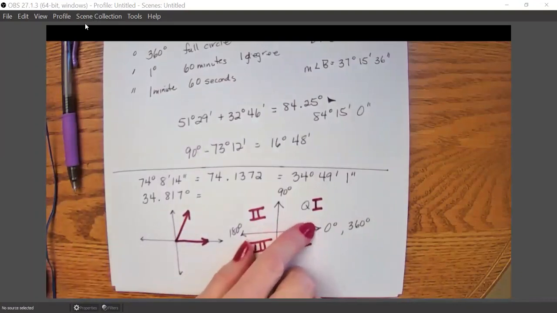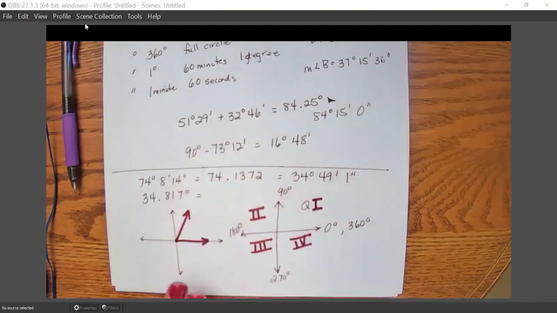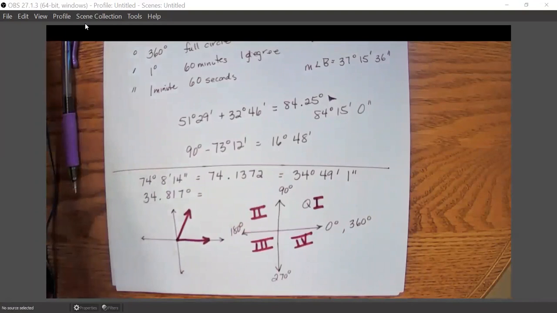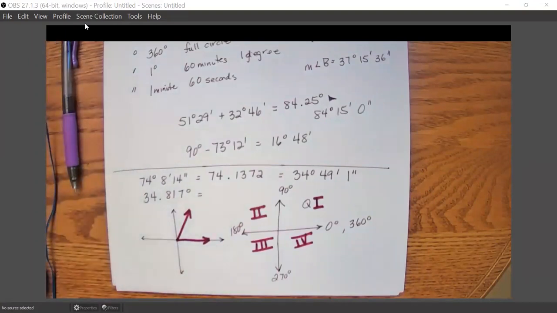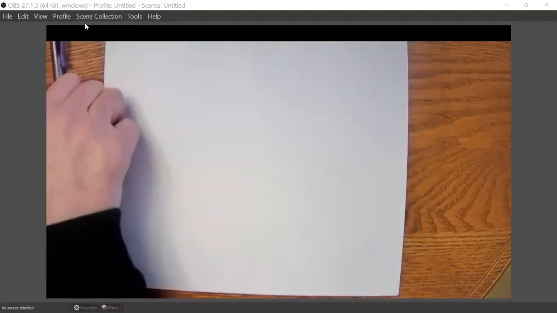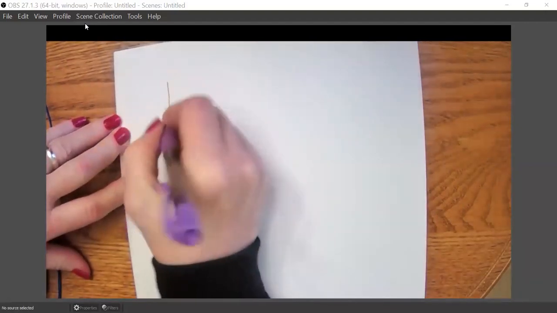So angle measures always go positive counterclockwise, and the quadrants also go counterclockwise. First, second, third, fourth. As we get farther along in trigonometry, part of the description of the angle will tell you which quadrant the angle is found in. All right, so let's take a look at what an angle might look like in standard position.